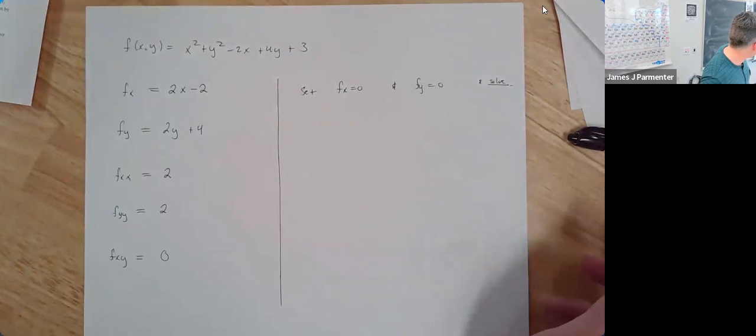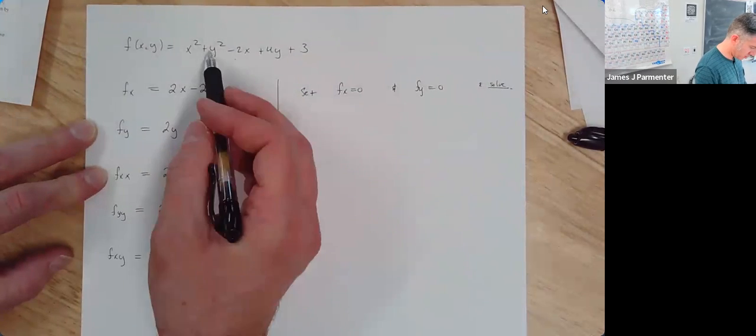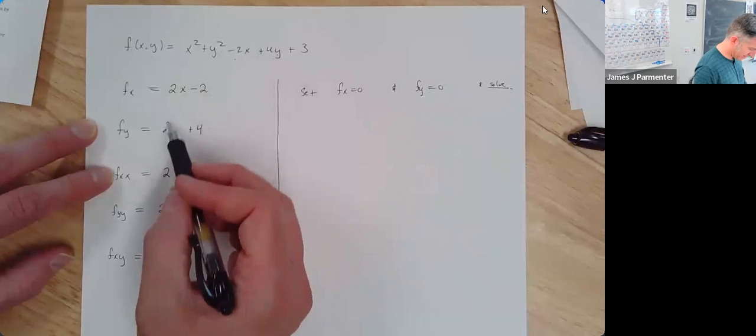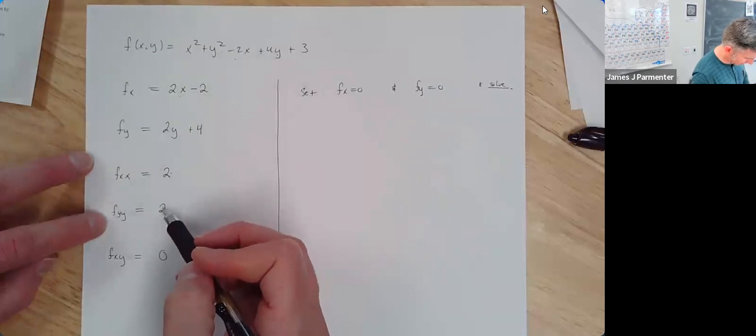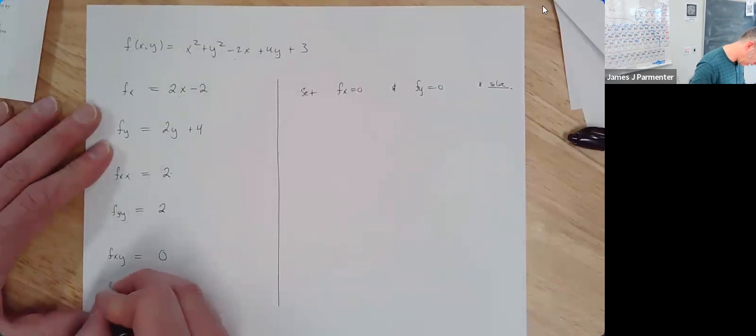All right, I took my partials. Fx was 2x minus 2, fy was 2y plus 4. Fxx was kind of boring, it was just 2. Fyy was also kind of boring, it was 2. Fxy is 0. I guess I should also write fyx is 0.